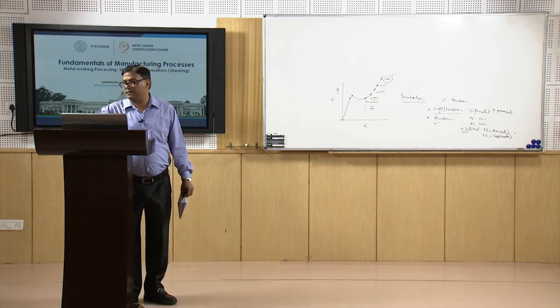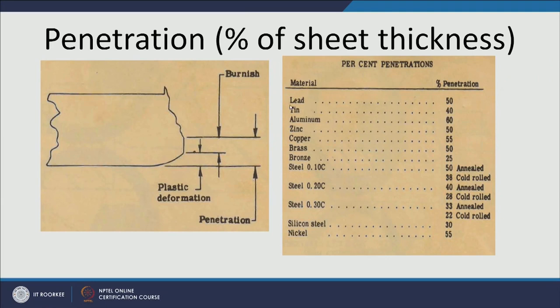This list simply shows the penetration which is required for different metals: lead 50%, tin 40%, aluminum 60%, zinc 50%, and for other high strength metals like silicon steel 30%, nickel 55%. Among the steels also, low carbon steels will require higher penetration as compared to high carbon steel. For example, steel of 0.1% carbon needs 50% penetration in annealed condition, while 0.3% carbon in annealed condition needs 33%. Similarly, if you compare annealed and cold rolled, 0.1% carbon steel requires 50% penetration in annealed condition, while that is 38% in the cold rolled condition. So, depending upon the thickness and the hardness of the material, a different amount of penetration is required.